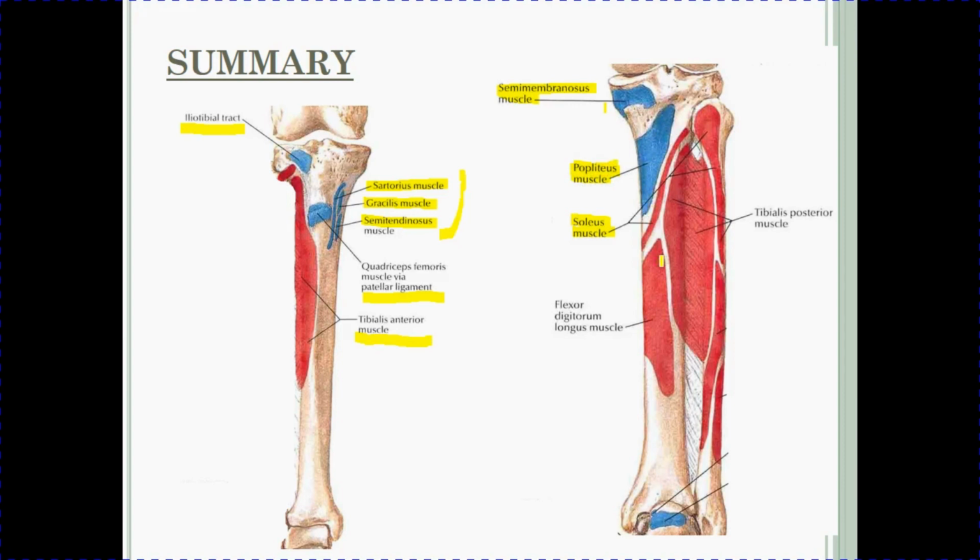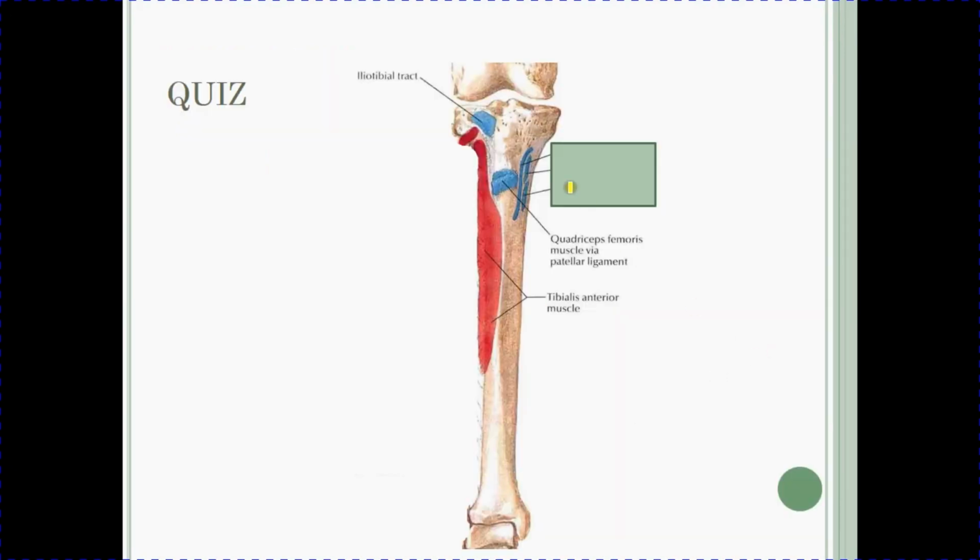Below the soleal line, from the medial side, there is origin of flexor digitorum longus muscle, and on the lateral side, there is origin of tibialis posterior muscle. Very simple and very few attachments on the tibia.